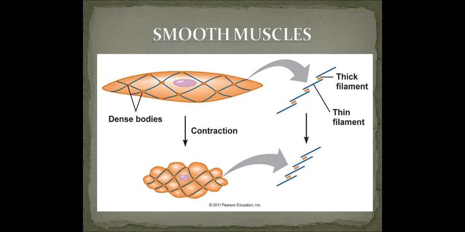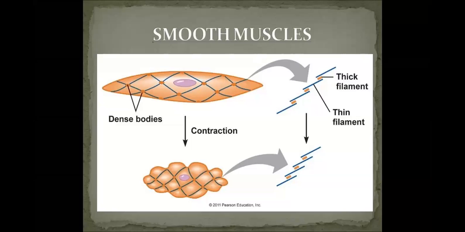But this special type of arrangement is not seen in smooth muscle fibers. So they are arranged randomly. They are not arranged in a special manner in these smooth muscle fibers. So that's why they do not have any striations on the surface of the smooth muscles.